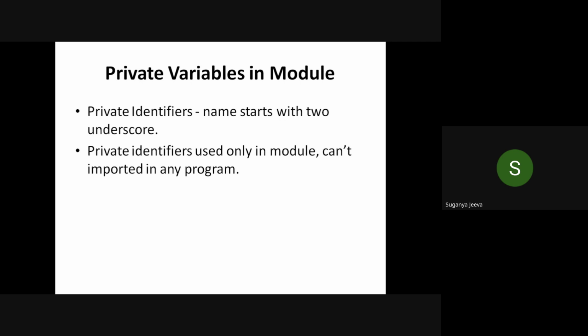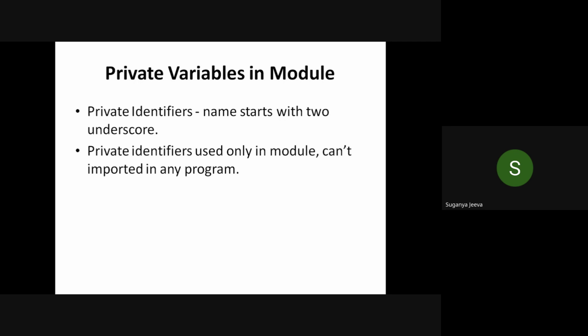The next topic is private variables in modules. In Python, by default, all identifiers defined in modules are public. All of them are accessible by other modules that import it. So wherever a program imports a particular module, that program will have access to it. That module will be public access only.